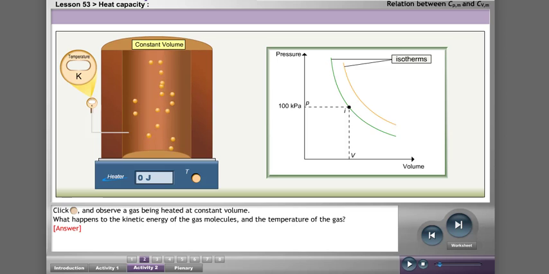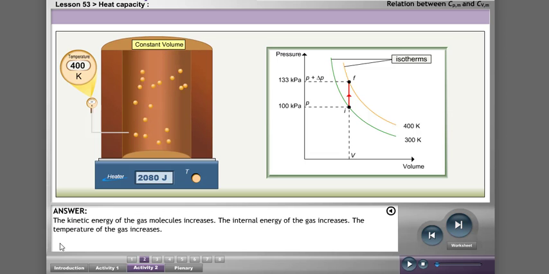Click on the button shown and observe a gas being heated at constant volume. What happens to the kinetic energy of the gas molecules and the temperature of the gas? Answer. The kinetic energy of the gas molecules increases. The internal energy of the gas increases. The temperature of the gas increases.